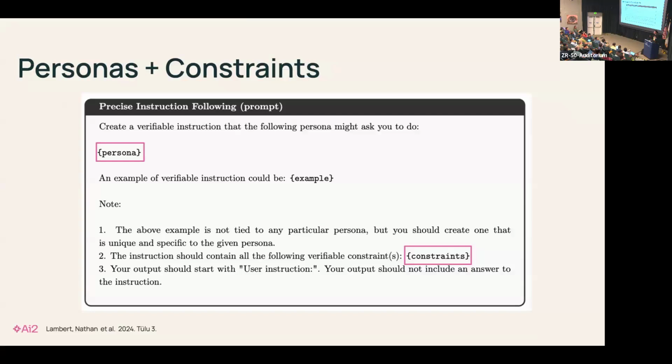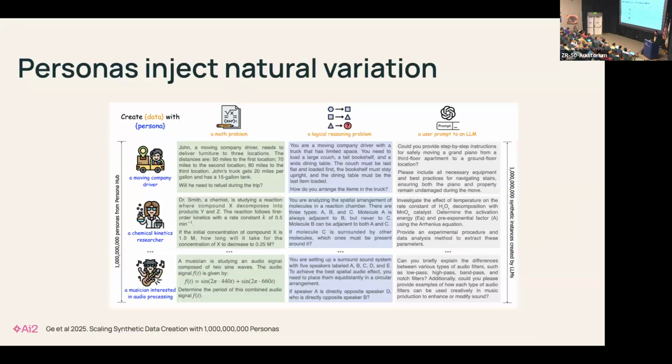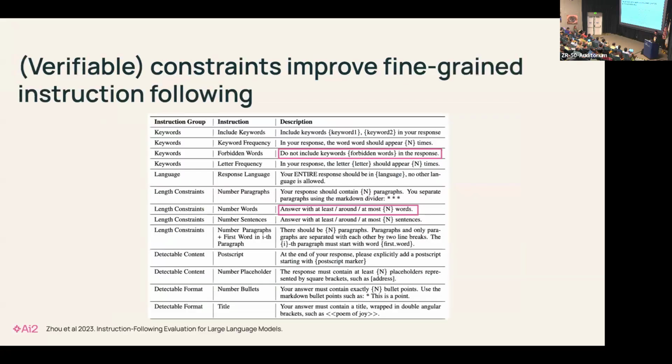Another way you could generate more diversity through synthetic protocols is to add things like personas. A lot of prompts look like this, where you have something that says, this is a persona of a person who might prompt you for information. And you might have something like constraints, and the output has to satisfy these constraints. Personas are really great. They inject natural variation. Given the same task, if you write it for a doctor versus a moving company driver versus a chemical kinetics researcher, you just get different output. It's a way of injecting variability in your synthetic data examples.